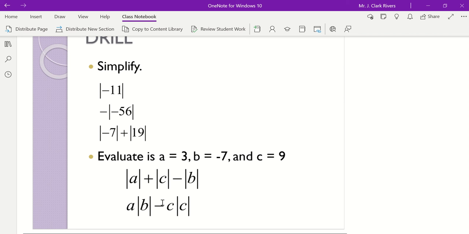So I'm going to bring up random students. So I'm going to bring your screen up here momentarily. So go ahead and work these 5 problems. If you're at home, pause the video.